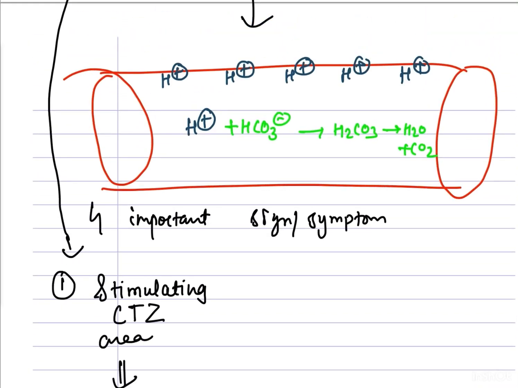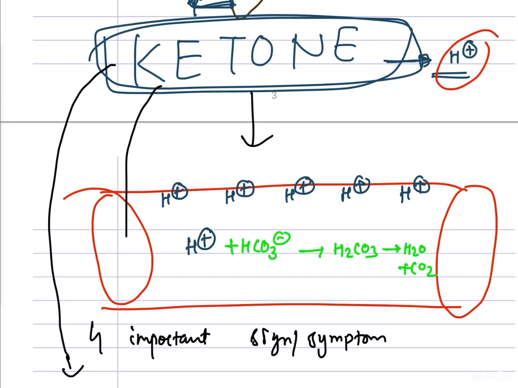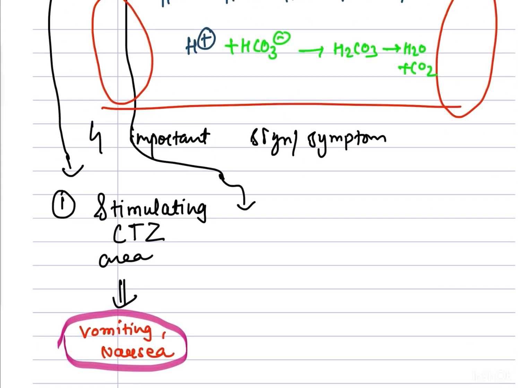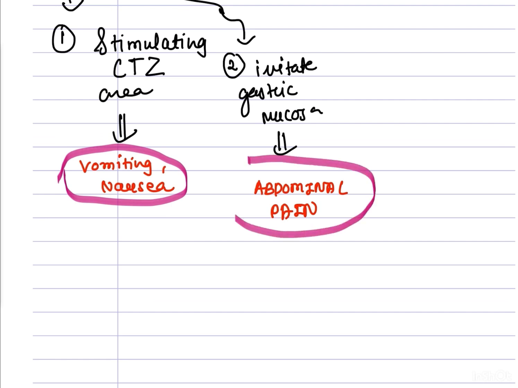Okay, now ketone has another important characteristic, that it will irritate the gastric mucosa, and it will result in abdominal pain. So this is our second symptom due to the ketoacidosis. Okay, this is number 1, this is number 2.